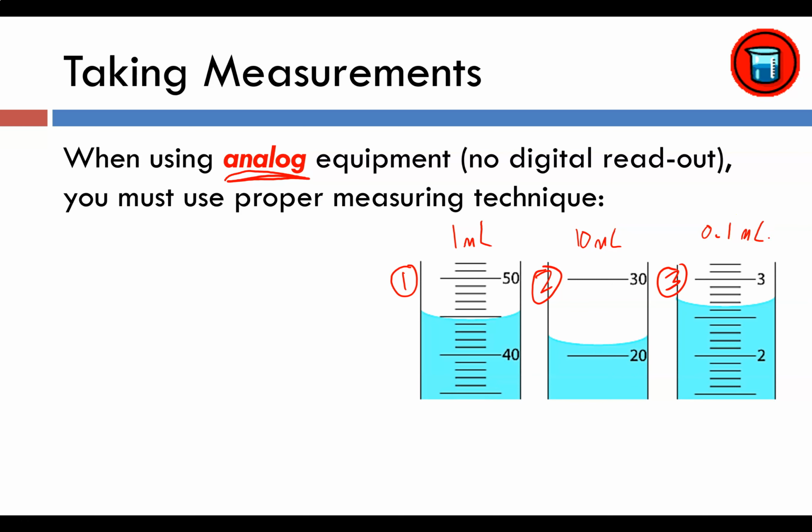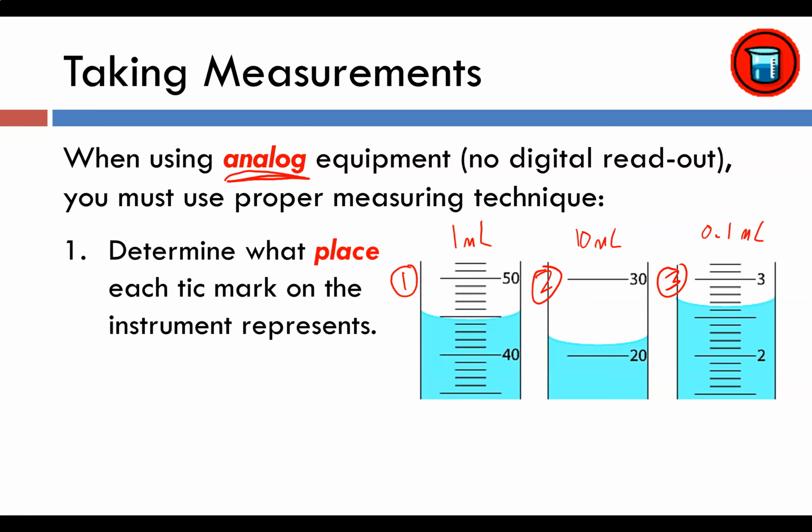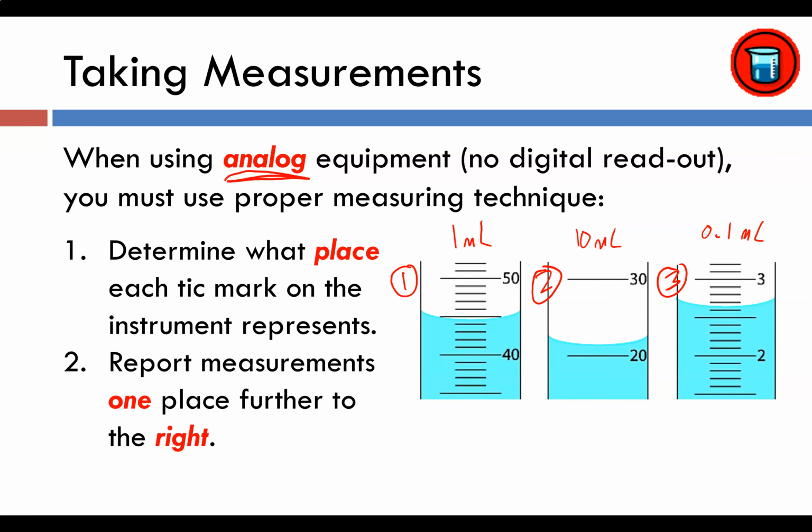So when we use these different graduated cylinders, we're going to be expressing our measurements to a different number of digits. So really the first thing you want to do when you have a piece of analog equipment that you're using to measure is figure out what place each tick mark on the instrument represents. We just did that. When you go to report your measurement, you want to report one place further to the right. Let's look at graduated cylinder number 1 together.